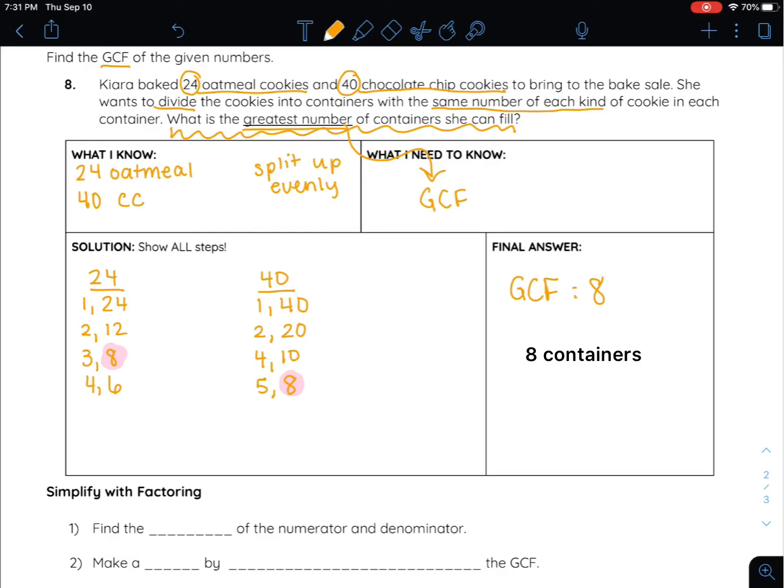What does this really mean? Well, it means that she's going to have 8 containers, okay? Each container is going to have 3 of the oatmeal cookies, and each container is going to have 5 of the chocolate chip cookies.